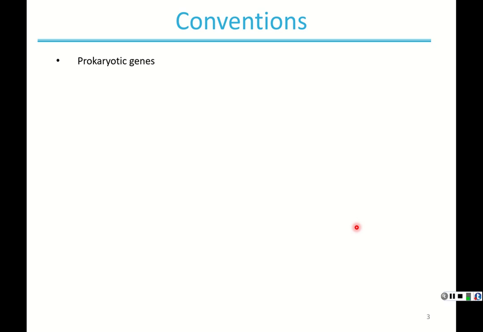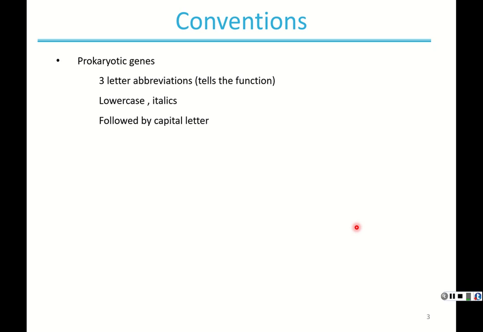All right, so let's talk about some conventions. So for prokaryotic genes, there's a three-letter abbreviation, and they tell the function of that gene. Okay, they're in lowercase and italic, and then they're followed by a capital letter. The protein name is the same as the gene, but it's not italicized, and the first letter is also capitalized.